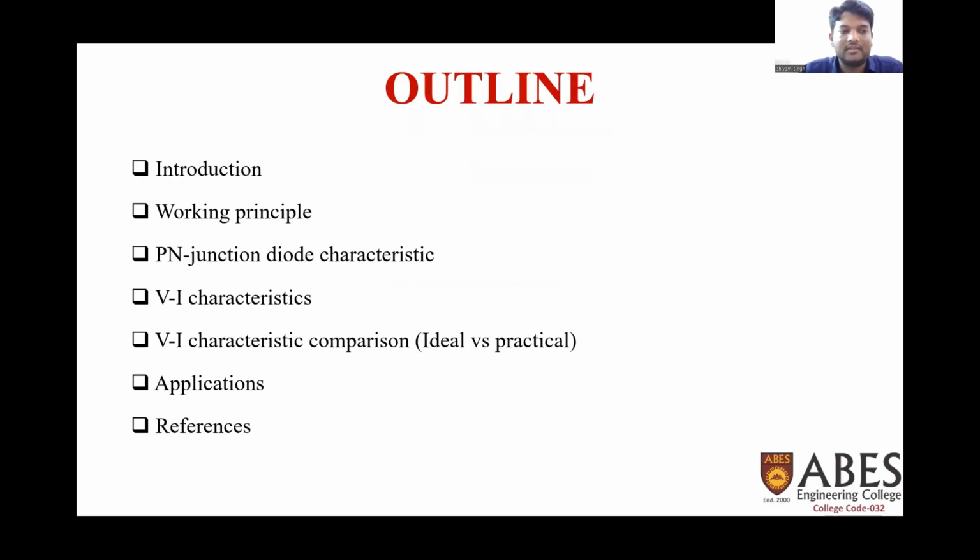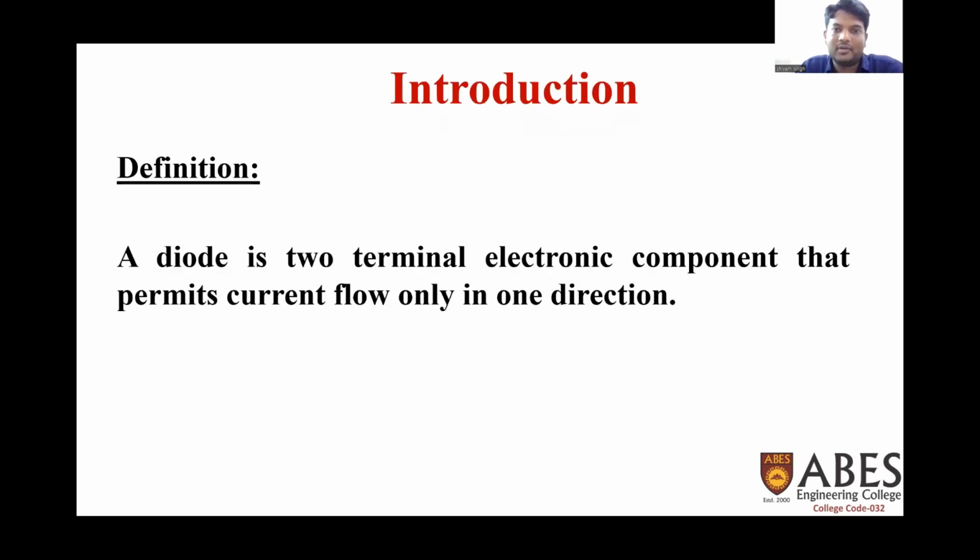So here is the outline that includes introduction, working principle, PN junction diode characteristic, VI characteristic, then the comparison between VI characteristic of ideal and practical diode, applications and references. Now moving to the introduction.